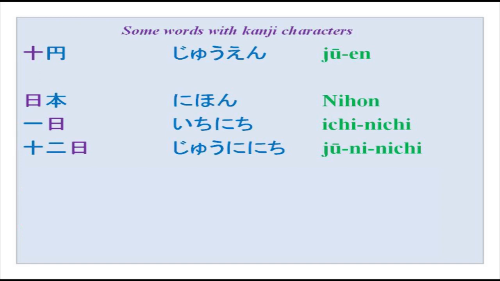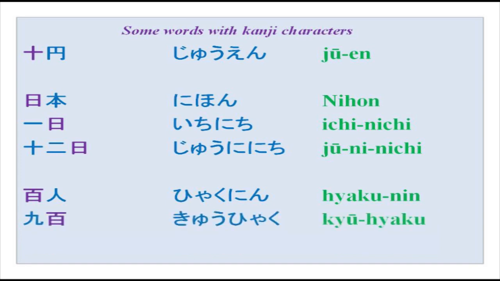We will be doing these characters later on also. Now, hyakunin is 100 people. Kyuhyaku is 900. And hyakusai is 100 years old. So, please, these are just words for you to remember with these characters that we have done today.